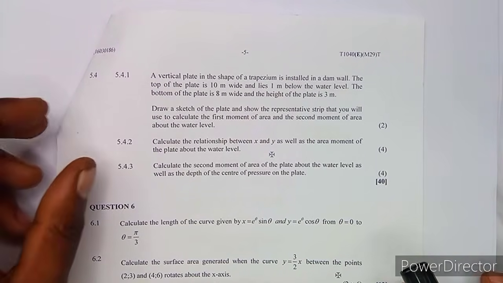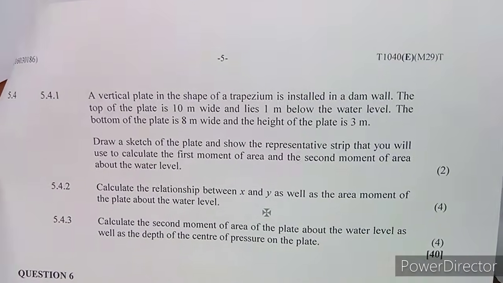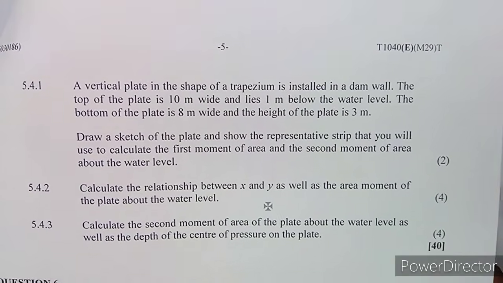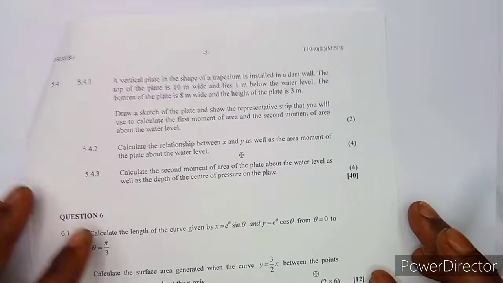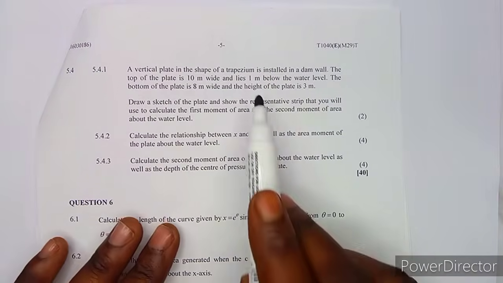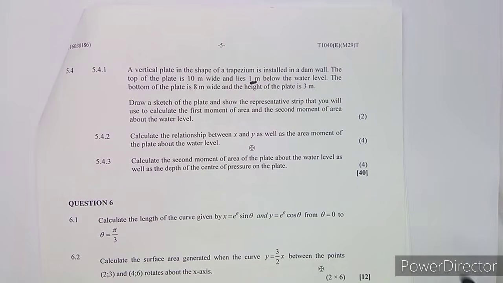Okay, so we are given 5.1 there. I don't know if it is clear, or maybe I can just increase it, but that was the question. A vertical plate in the shape of a trapezium is installed in a dam. The top of the plate is 10 meters wide and lies 1 meter below the water surface. Very, very important guys, 1 meter below the water level. The bottom of the plate is 8 meters wide and the height of the plate is 3 meters.